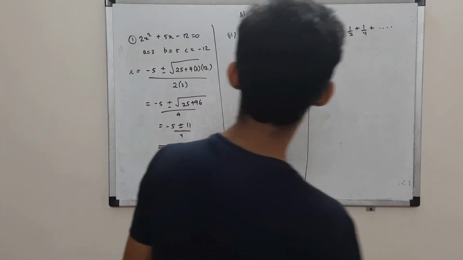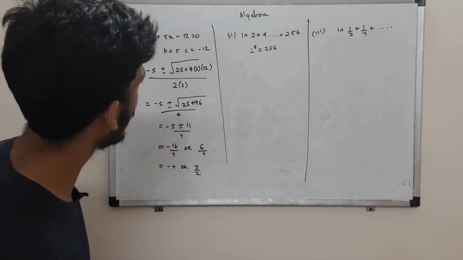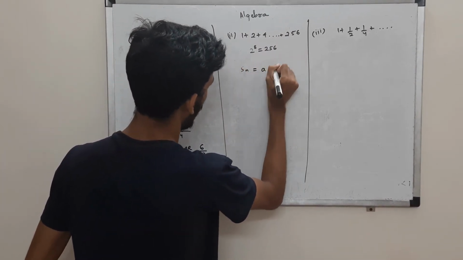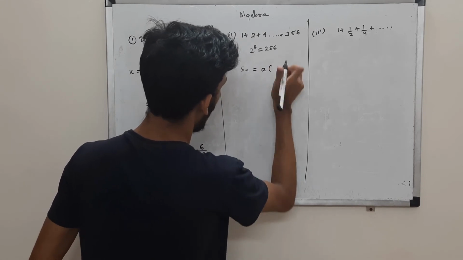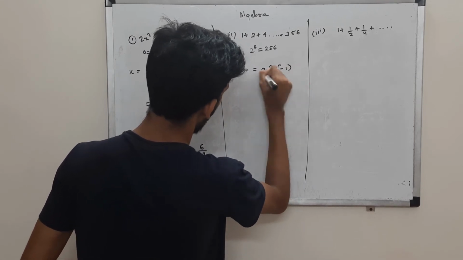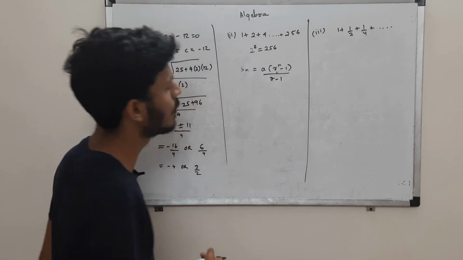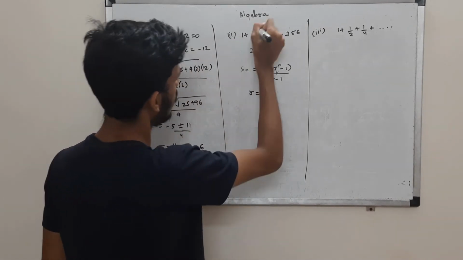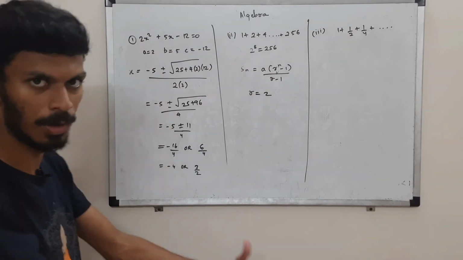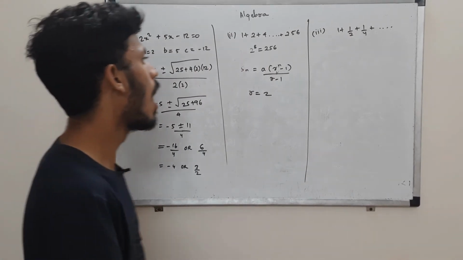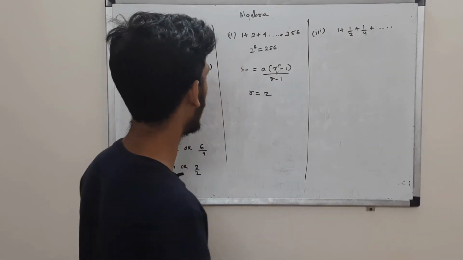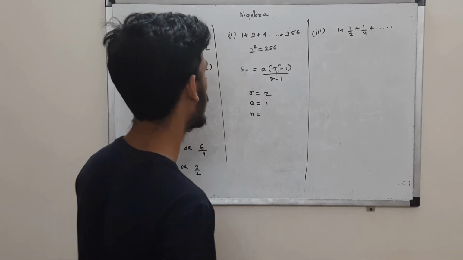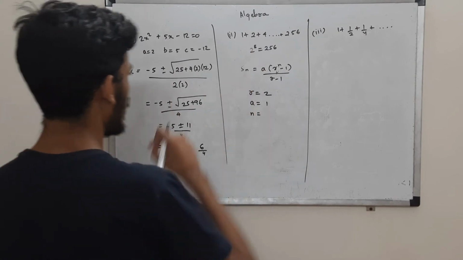Now we are supposed to tell the sum of this. This is a finite GP, and the formula is A into r raised to n minus 1 upon r minus 1. The common ratio r over here is 2, as we are multiplying each term by 2. And A is 1, of course. And what about n, the number of terms? Are there 8 terms?